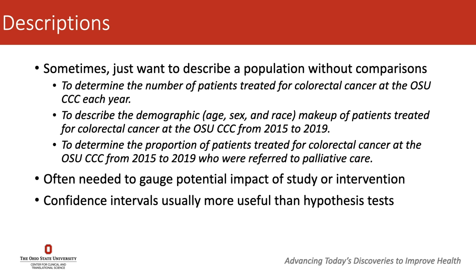Sometimes we just want to describe a population without necessarily making a comparison or doing any tests. Examples of this type of objective are to determine the number of patients treated for colorectal cancer at the OSU Comprehensive Cancer Center each year, to describe the demographics, age, sex, or race, of patients treated for colorectal cancer, and to determine the proportion of patients treated for colorectal cancer at the OSU Comprehensive Cancer Center from 2015 to 2019 who were referred to palliative care.